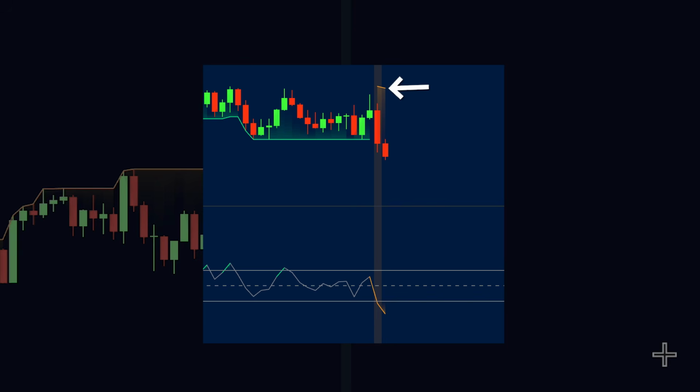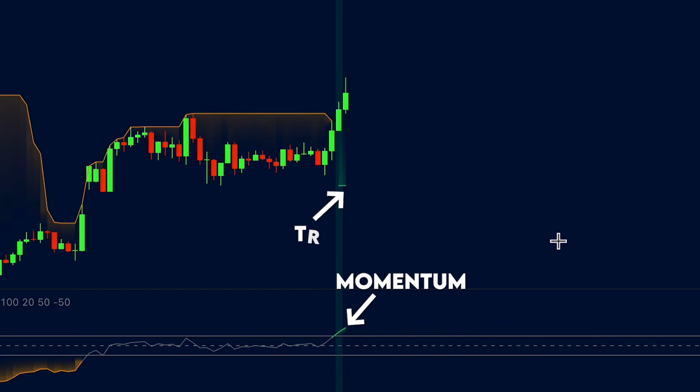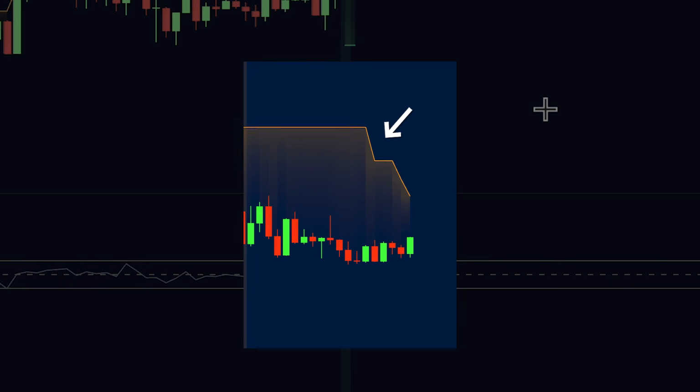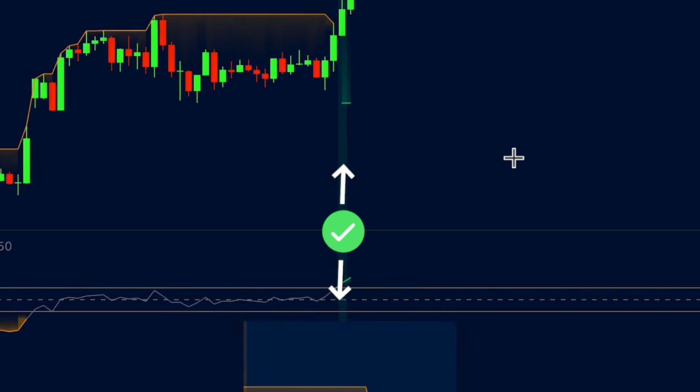But don't forget to check the trailing line color. You want momentum and trend structure alignment for maximum accuracy. Now, if CCI shows momentum but the trailing line disagrees, skip the trade. But when everything lines up, that's your entry.